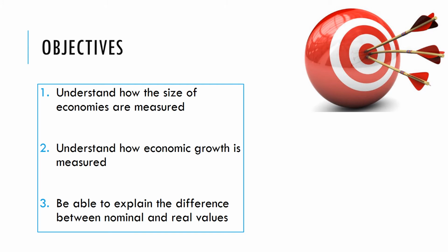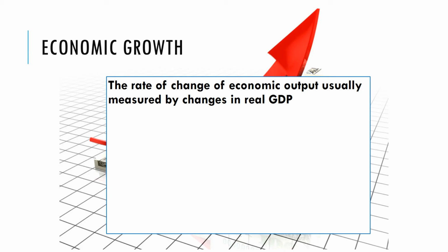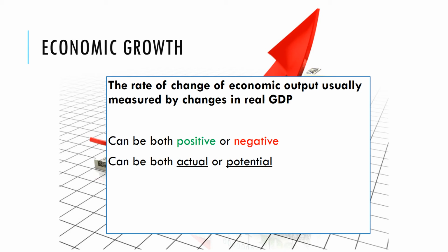So we've looked at how economies are measured. Let's now look at economic growth. Economic growth is the rate of change of economic output, and it's usually measured by changes in real GDP. It can be positive, the economy is growing, or it can be negative, the economy is shrinking. It can be actual, so how much is being produced is actually growing, or it could be potential, how much could be produced is growing or shrinking.